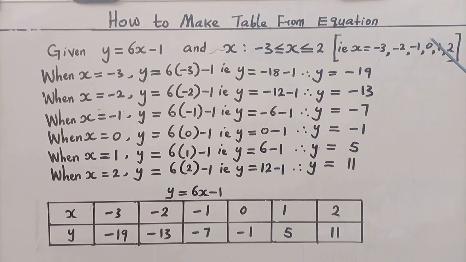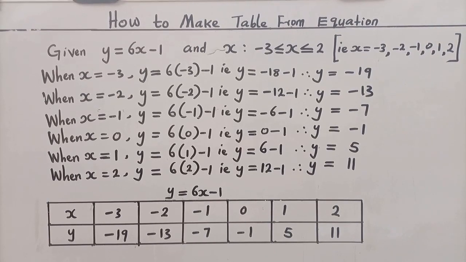Next is 0. That's why the next one says when x is equal to 0. What happens next? Just replace this x with 0 so that 6 remains in the same place where it is. But now x has become 0. Then minus 1. See it here. So 6 times 0 is 0. Then 0 minus 1. We have it here, 0 minus 1. The answer is that y is equal to minus 1. The same reason accounts for this answer.